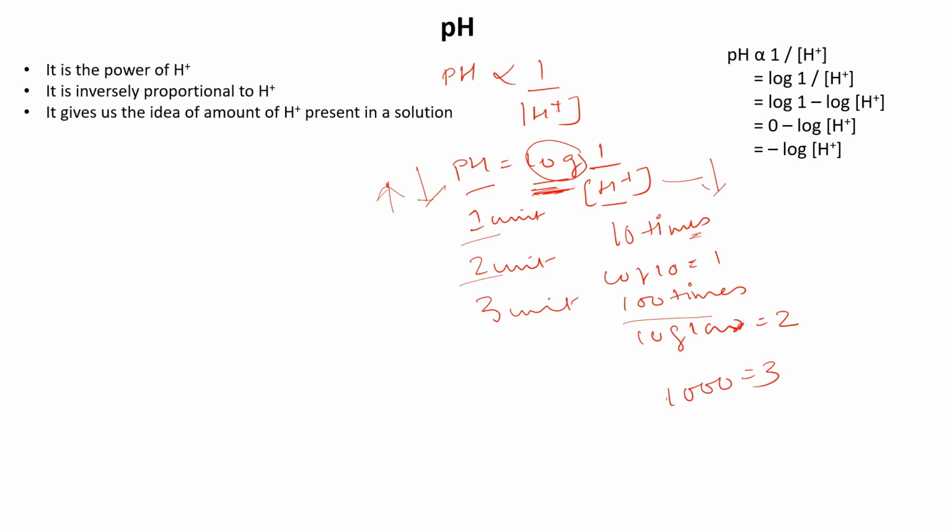If there is a change in concentration of H plus by 1000 times, there will be a change in pH unit by 3. Understood? Now see this formula here, the same thing written: pH is proportional to 1 upon H plus, that is equal to log 1 upon H plus. If we solve the equation, we get log 1 minus log H plus. So log 1 is 0, minus log H plus. So it became minus log H plus.